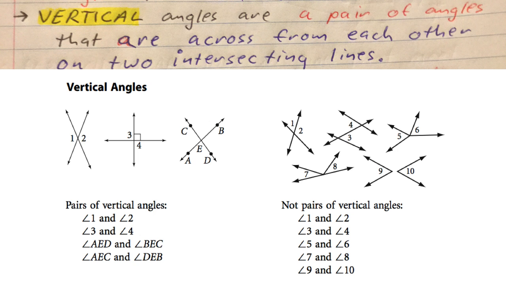3 and 4 are vertical angles. And then the alphabet soup, we have angle AED is congruent to angle BEC, right, because they're vertical angles, and AEC and DEB.